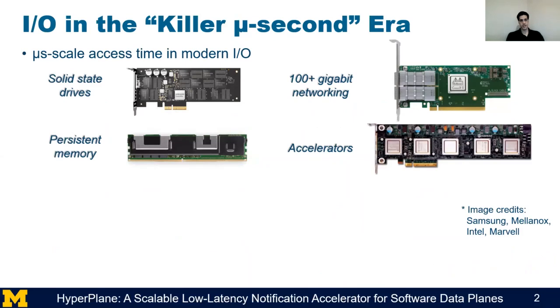We are in the killer microsecond era, which is the time scale existing systems aren't good at. The killer microsecond issue is in part caused by high-speed peripherals and I/O devices such as solid-state drives, persistent memory, network cards, and PCIe-attached accelerators. They have microsecond scale access time, and due to their high throughput, they demand CPU attention every few microseconds.